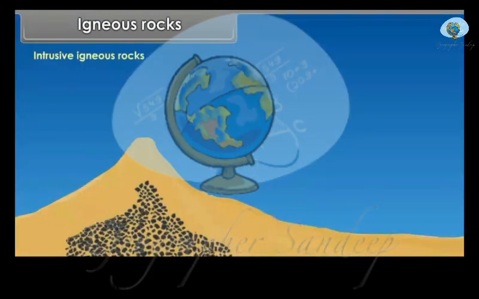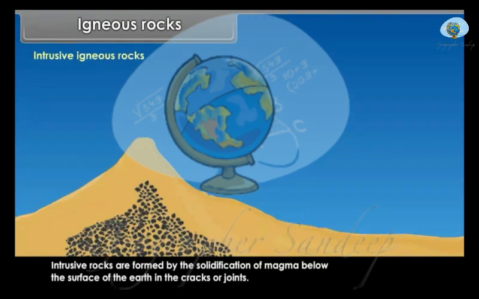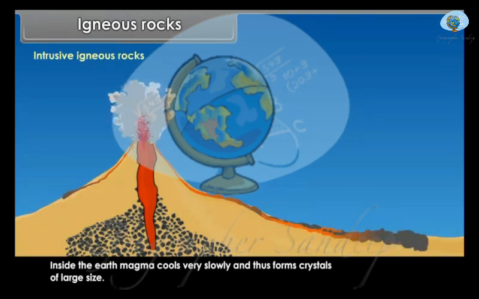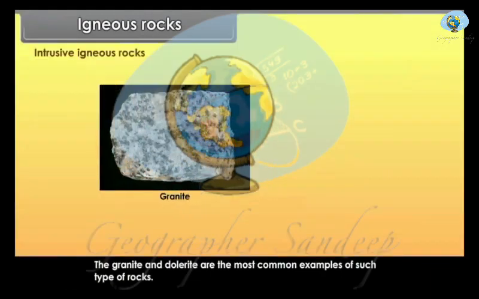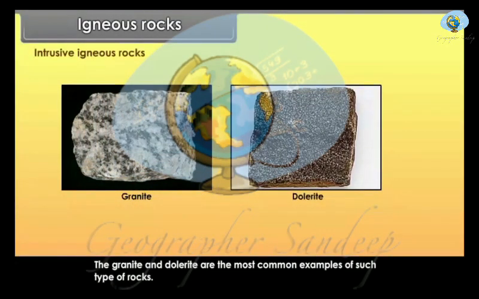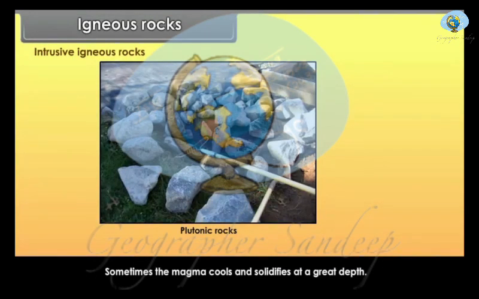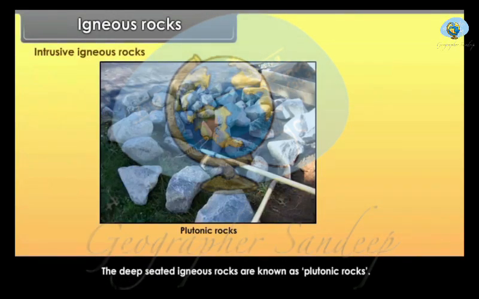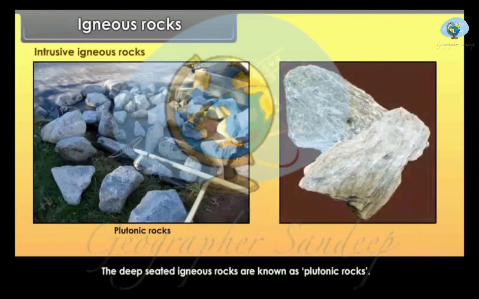Intrusive igneous rocks. Intrusive rocks are formed by the solidification of magma below the surface of the Earth in the cracks or joints. Inside the Earth, magma cools very slowly and thus forms crystals of large size. Granite and dolerite are the most common examples of this type of rocks. Sometimes the magma cools and solidifies at a great depth. Due to very slow cooling, large rock crystals are formed very deep down. The deep-seated igneous rocks are known as plutonic rocks.